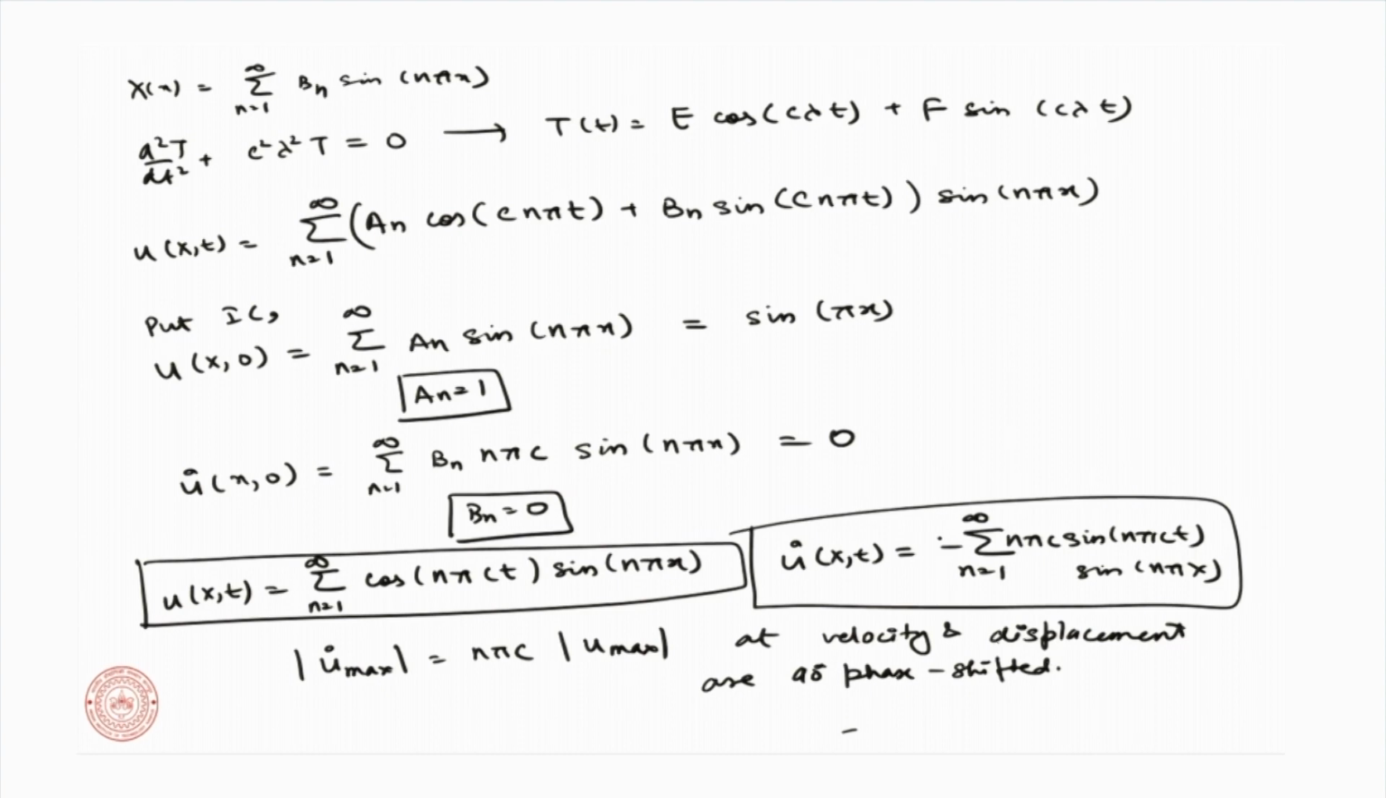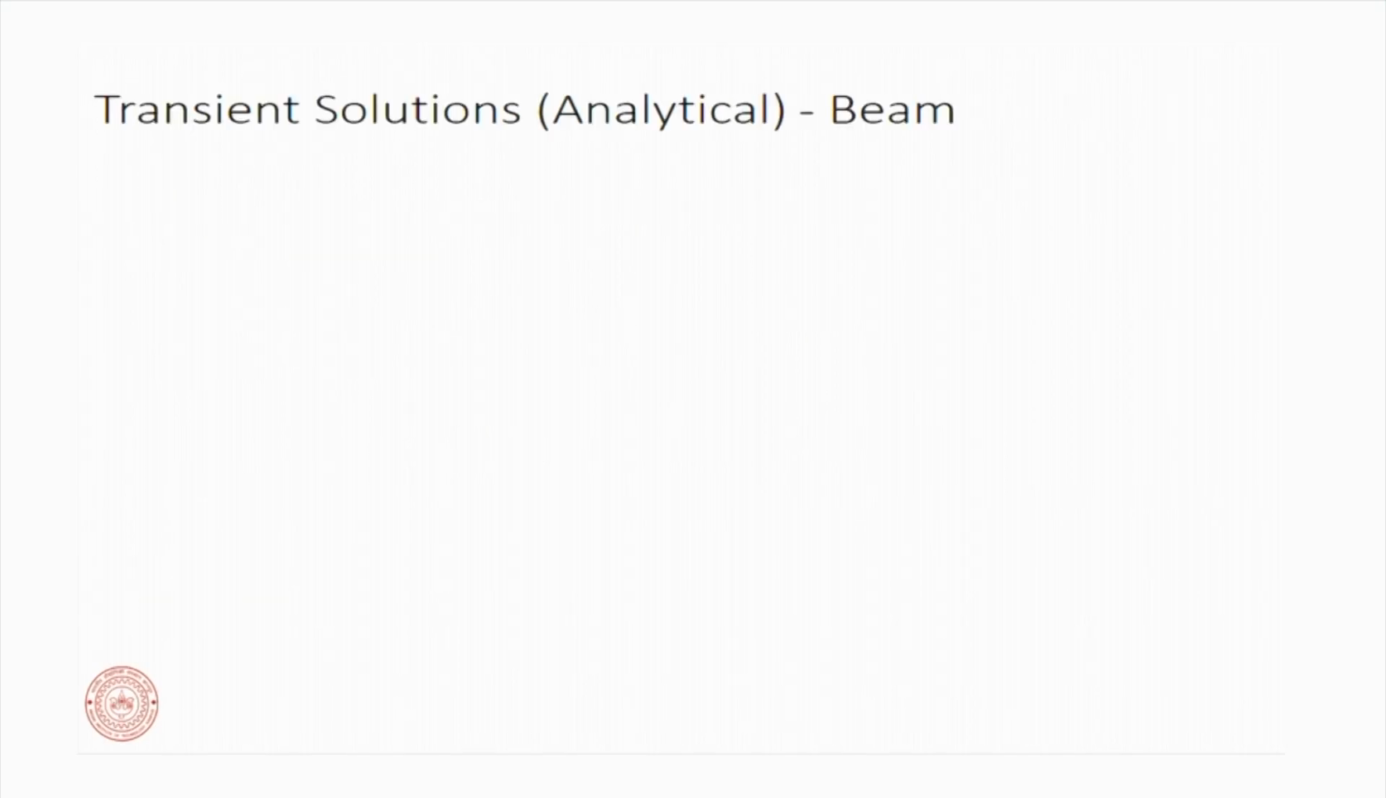They are phase shifted by 90 degrees. There is a minus 1 sign, and the cos has become sin. So, it is 90 degree phase shifted, and the maximum value of the velocity is n pi c times the maximum value of the displacement. Okay, that makes sense. Then we will go into the transient analytical solutions for the beam.